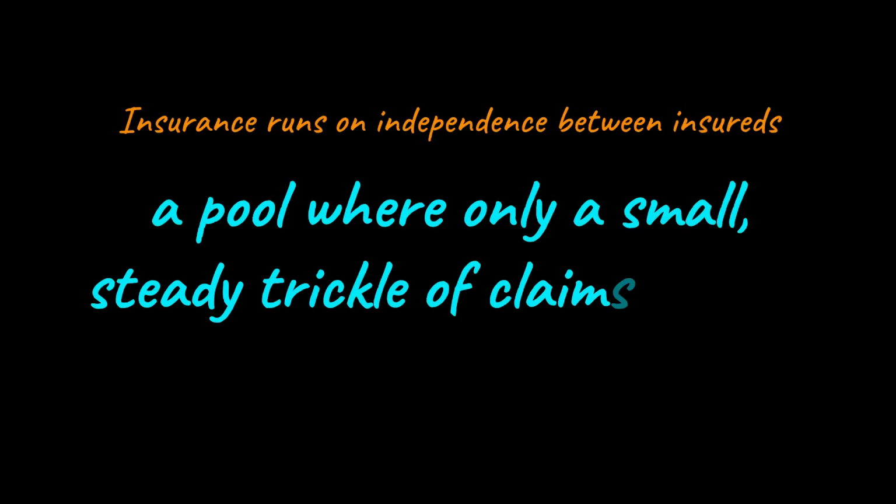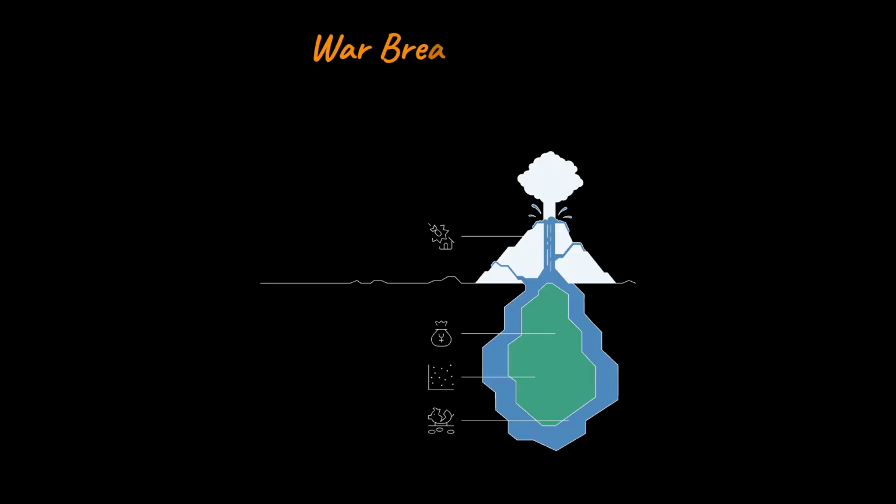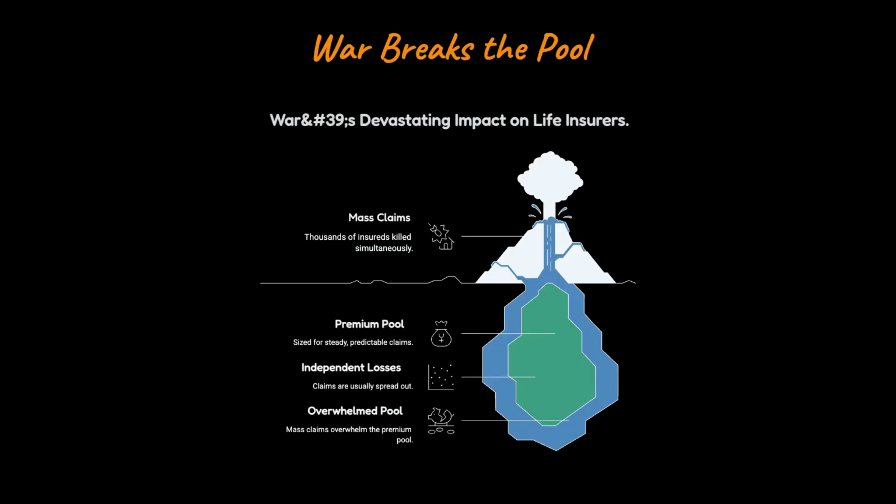Insurance depends on independence. One person's misfortune shouldn't be linked to the next person's, so only a small, predictable fraction of the pool files claims. A catastrophe shatters that independence, making everyone claim together. Picture a life insurer with 100,000 policies across a country at war. In peacetime, deaths trickle in steadily, exactly as premiums were built to cover. But in wartime, a single battle can kill thousands of insureds in one afternoon, all filing at once.